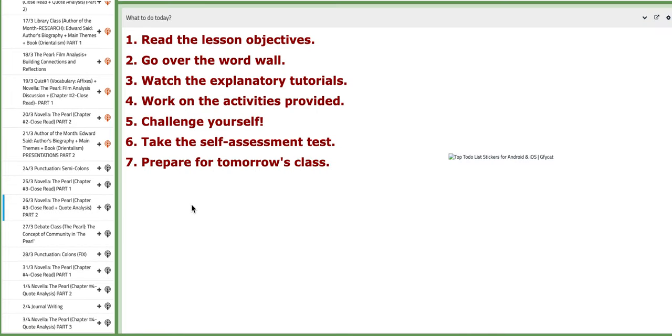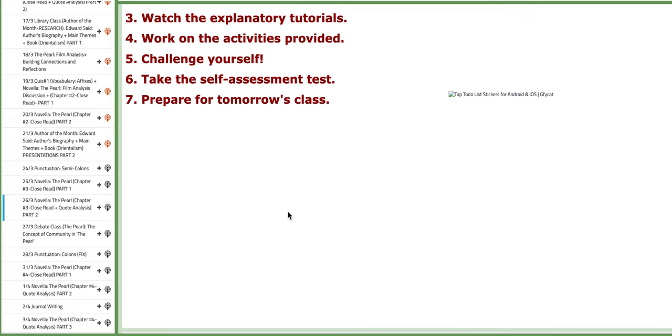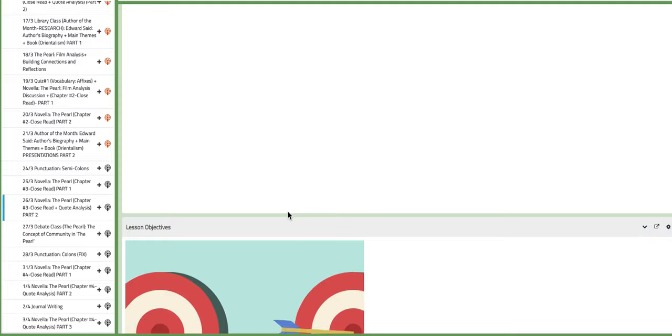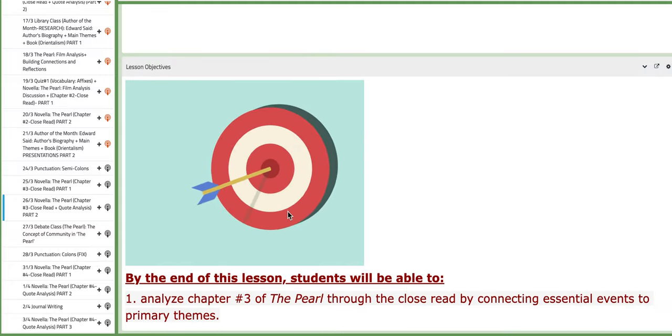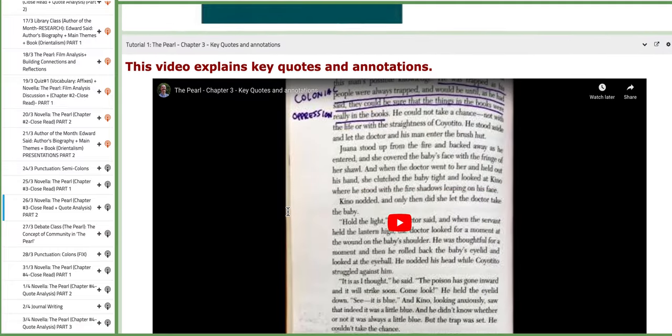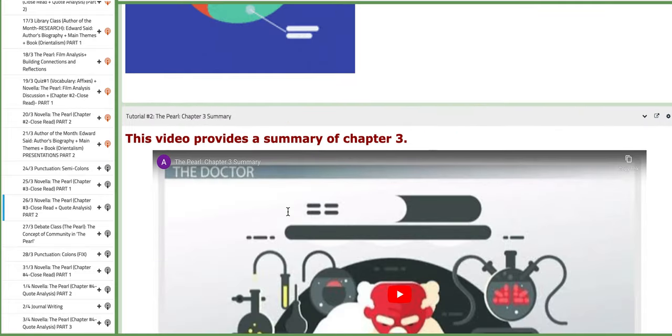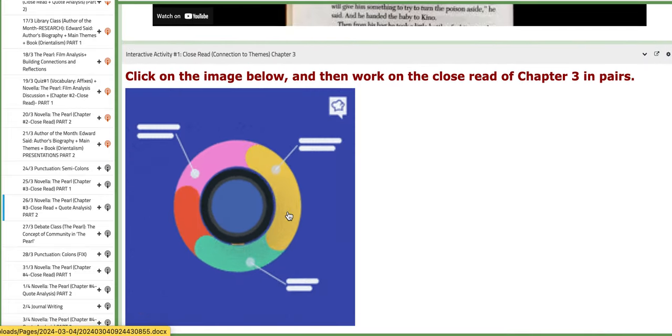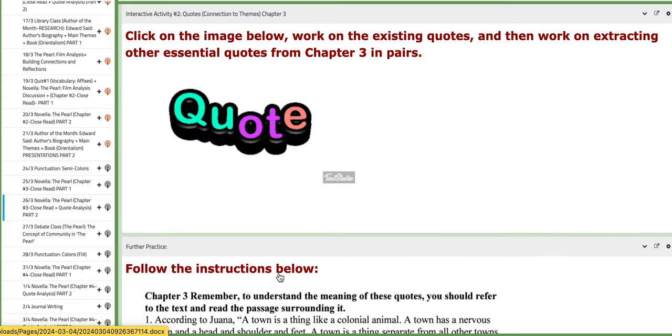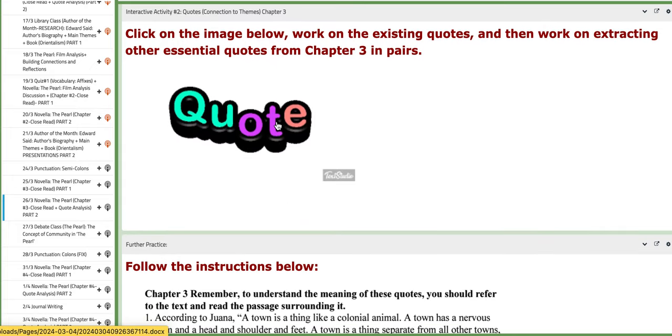On the following day, we are going to continue or finalize the close read of chapter number 3, and we are going to proceed with analyzing essential quotes. As you can see, along with the tutorials and the study guides, you have the document attached for the essential quotes of this chapter.